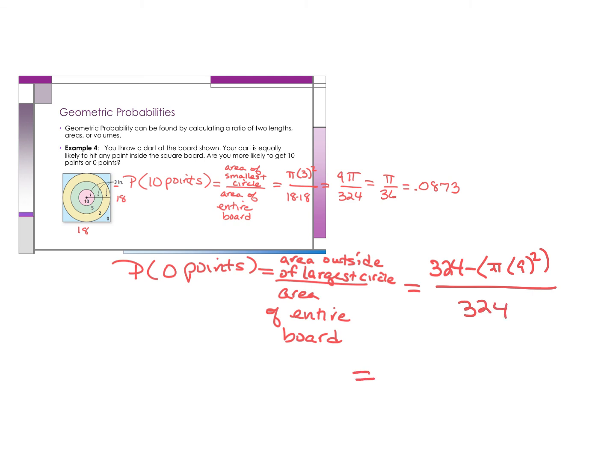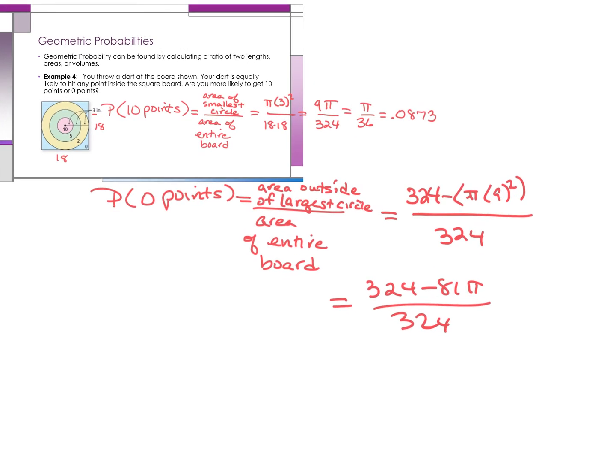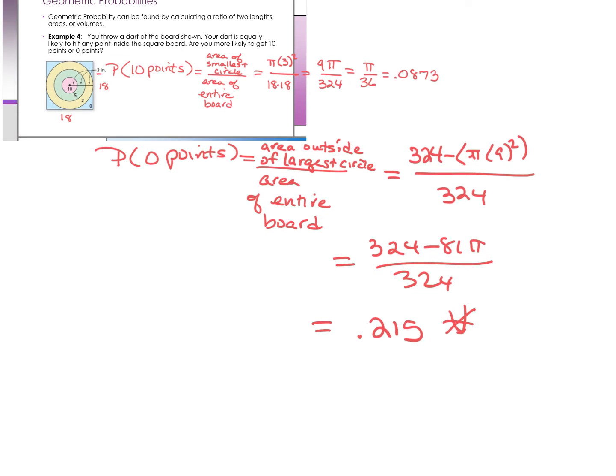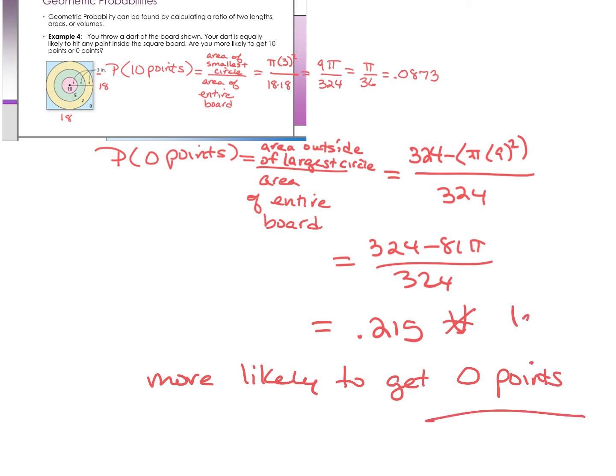Pi times 9 squared, which is 81. So it'll become 324 minus 81 pi over 324. And then here, when I divide this, I get 0.215. Notice this number is larger. So then you're more likely to get 0 points, because it's the larger probability. This one's larger.